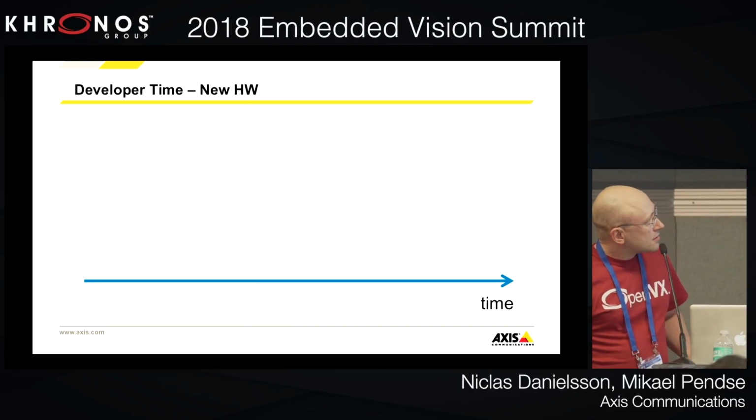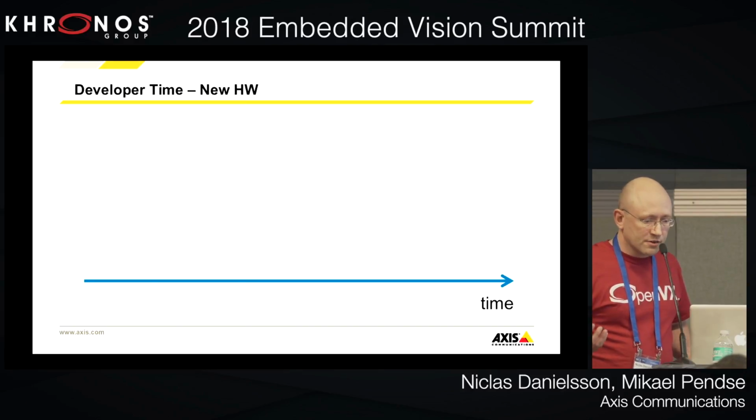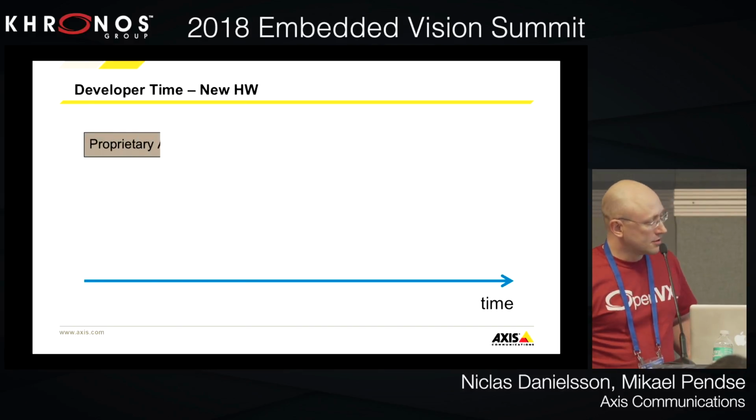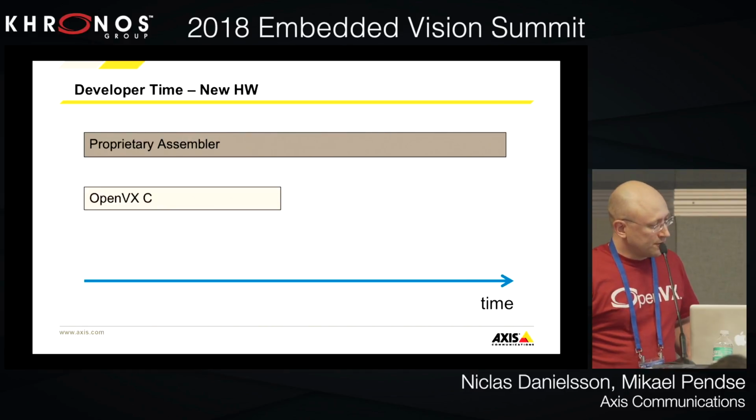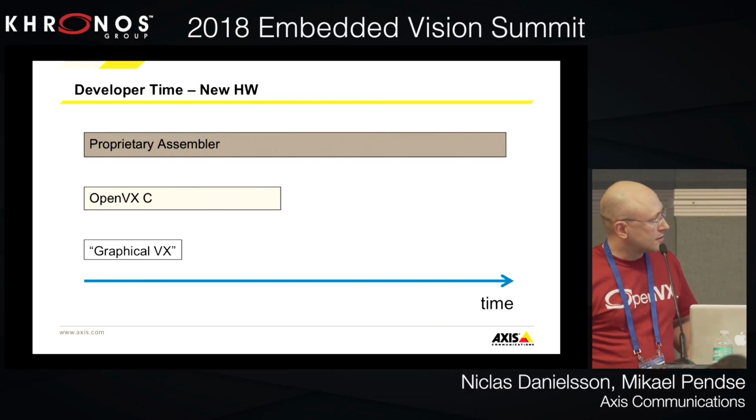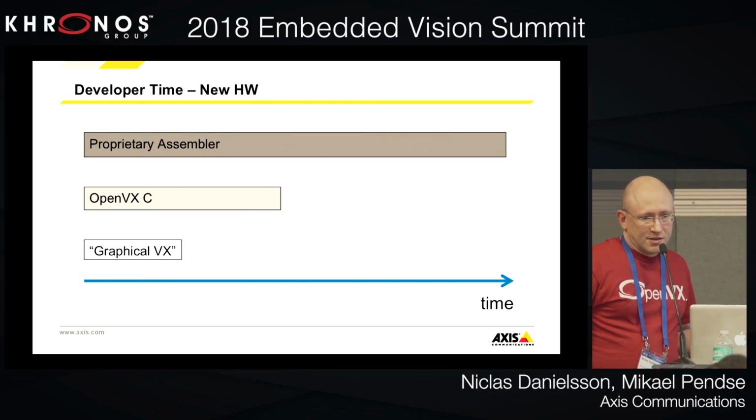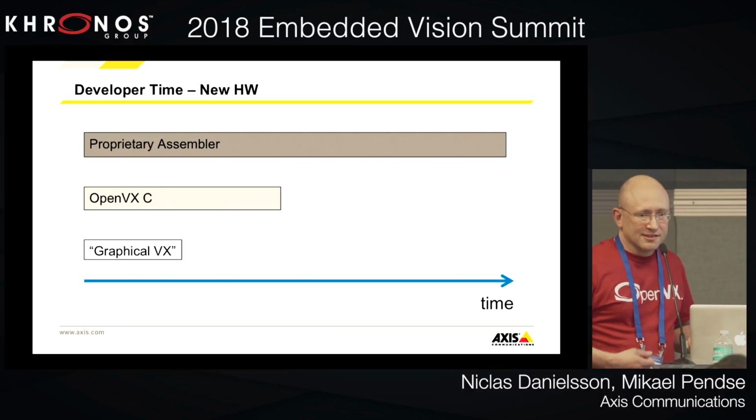And the last slide. So that's for new algorithm. For new hardware, of course, it's a little bit different. It still takes a lot of time with assembler, but for the OpenVX, it's instantaneous because it's a portability. It's the same, and of course the same for graphical. But when you develop new things, it's really, really nice.